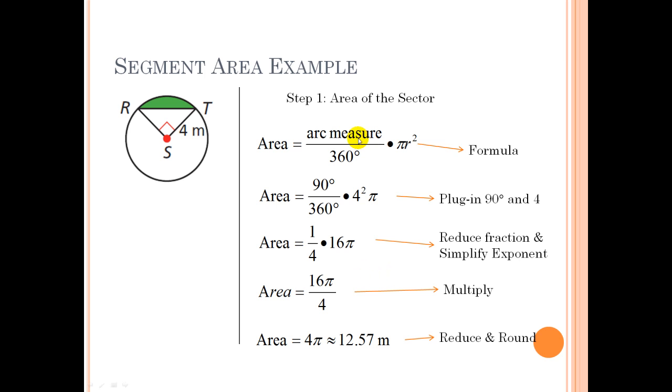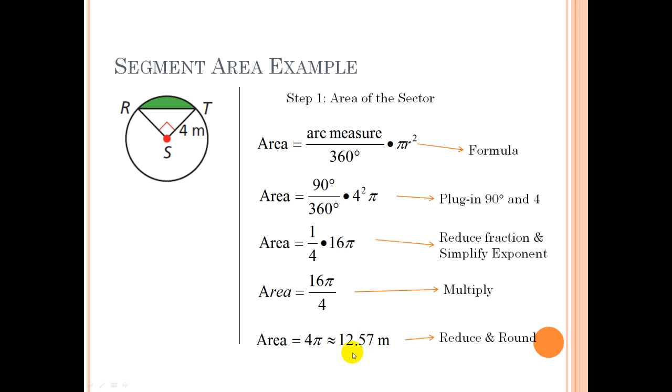So the first step is to find the area of that whole sector. Here's my shape. I have this nice little right angle, which gives me 90 degrees. It's a nice even measurement for my arc. And then 4 meters long is the radius. So I'm going to plug that into my sector formula. Area is arc measure over 360 times pi r squared, just like it was before. I know I'm dealing with 90 degrees, which is a quarter of the circle, 1/4. And radius is 4, so 4 squared is 16. So I end up with 16 pi over 4, which reduces to 4 pi, which is about 12.57 meters squared.